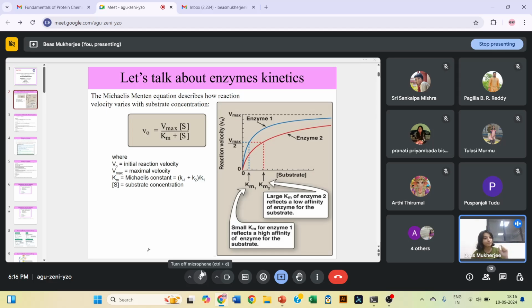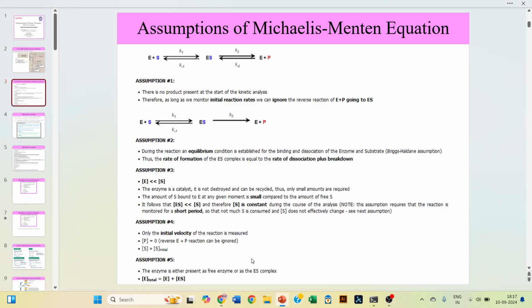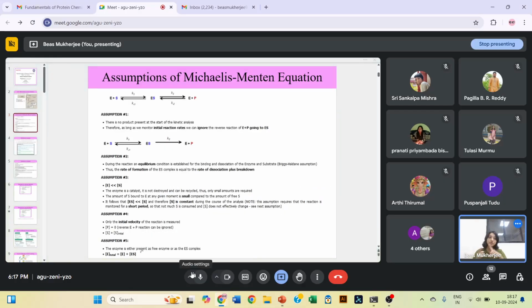That is the ratio which Km tells us. Okay, right. Now there are many assumptions of the Michaelis-Menten equation. Amongst the different assumptions, the most important is the steady state hypothesis. So what is the steady state hypothesis? The concentration of the enzyme substrate complex more or less remains constant throughout the reaction. This is called the steady state hypothesis.